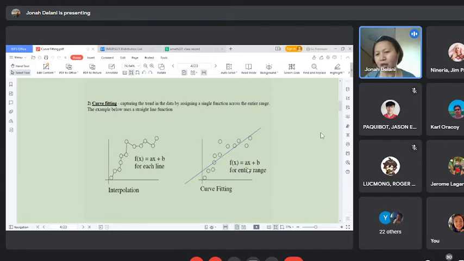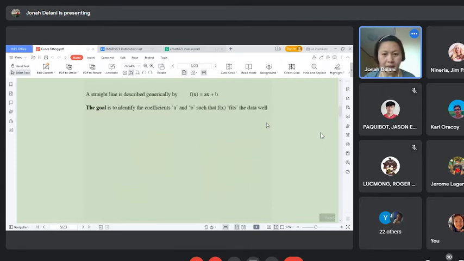A linear equation, f of x equals ax plus b, to represent kato nga mga points. So I hope I have made it clear the difference between interpolation and curve fitting. So, ano ni siya? Straight line man siya. So our equation would be a linear equation. F of x equals ax plus b.